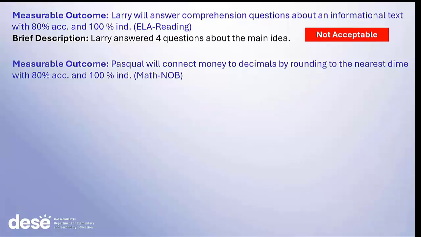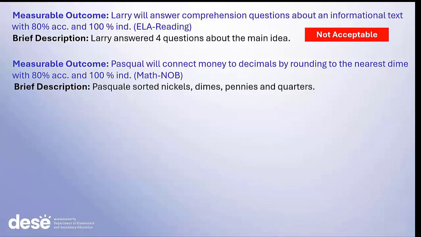Pasquale will connect money to decimals by rounding to the nearest dime with 80% accuracy and 100% independence. The brief description says that Pasquale sorted nickels, dimes, pennies, and quarters. Acceptable or not acceptable? At least you're consistent. We're at 80%. So I'm going to share the results. We have 83% say it's not acceptable and 17% said it's acceptable.